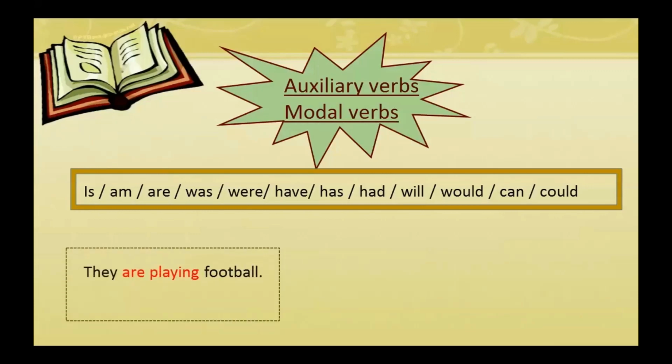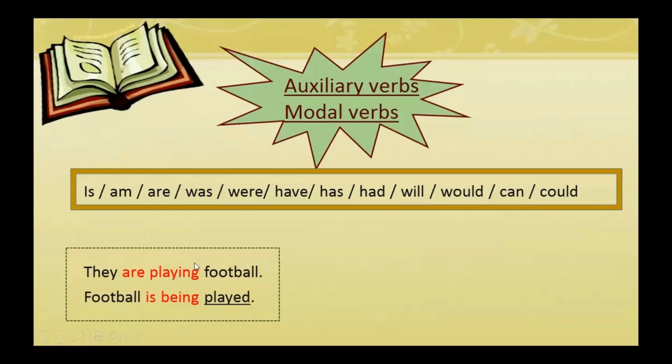Look at the following example. They are playing football. This sentence is in the present continuous. Now, if we want to make it passive, look at the sentence. We have to put the object at the beginning of the new sentence or the passive sentence. Then, we have to put the auxiliary verb, which is are, but we have to put it in the singular because football is in the singular, and this is the subject of the new sentence.